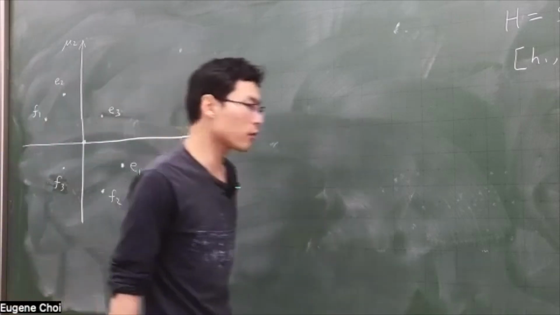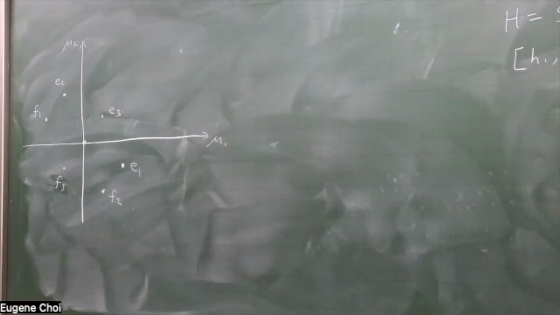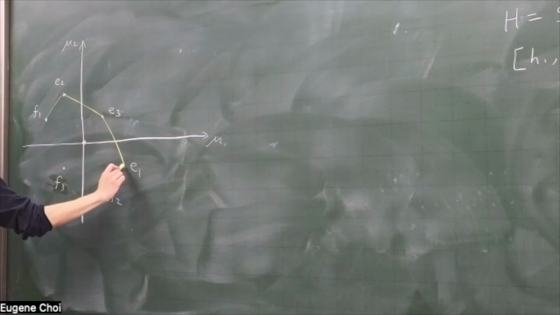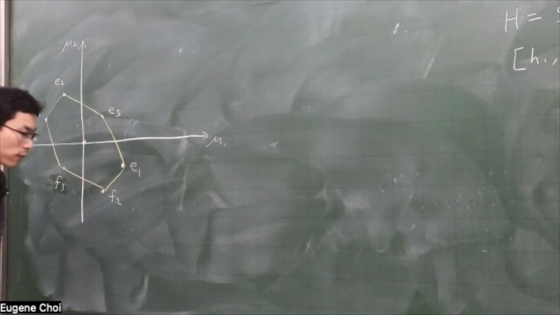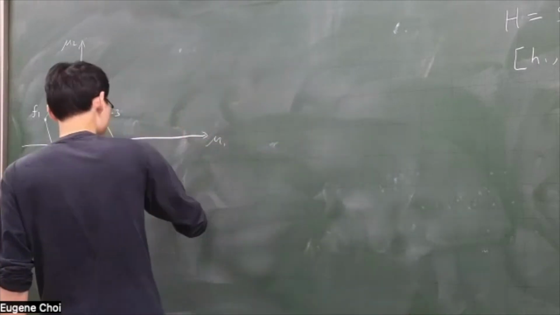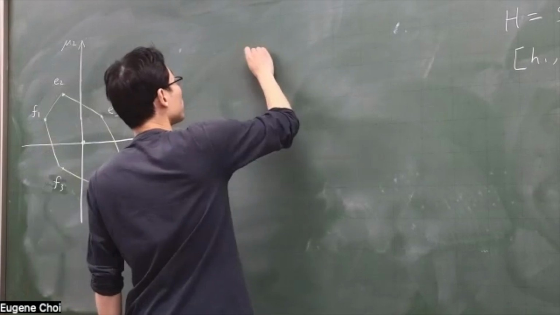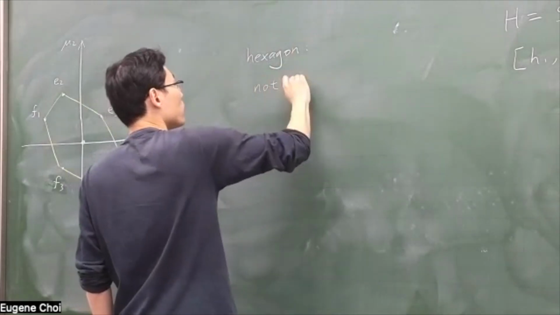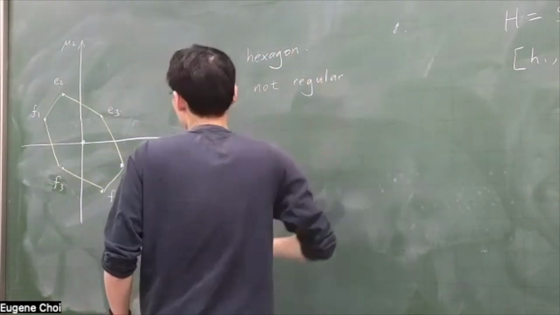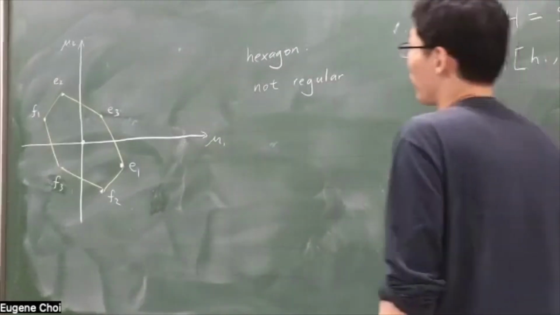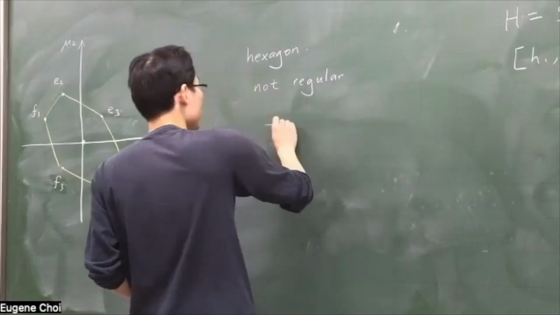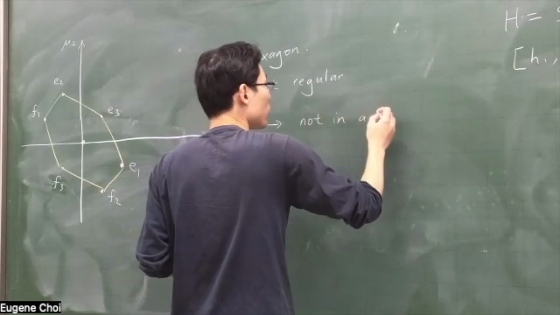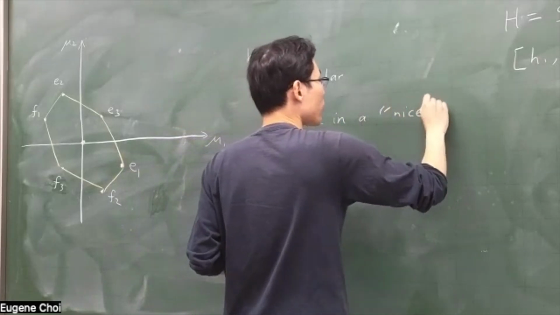Then I can just connect these points as a convex hull, as a polygon, which looks like this. So what I have is a hexagon right here. But this is not regular. People like regular polygons, so it's not regular. This is because it's not in a sort of nice space.